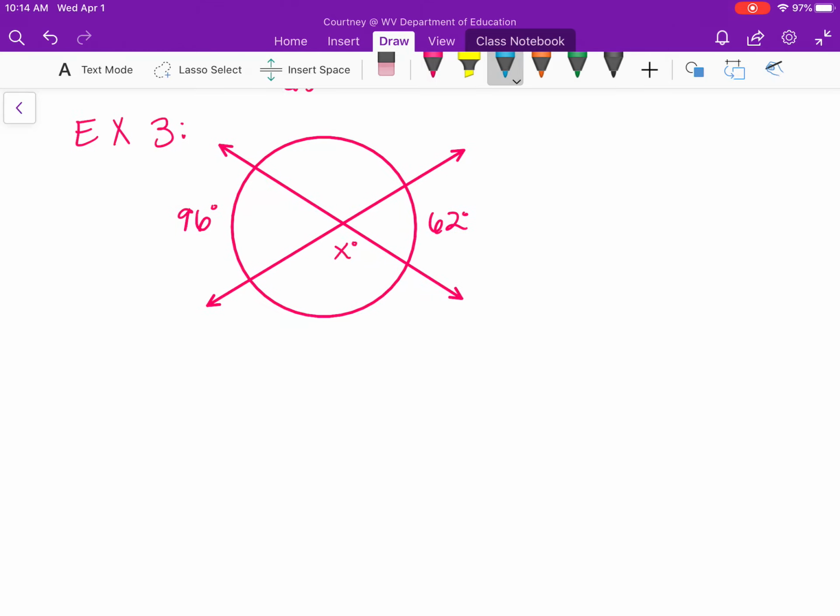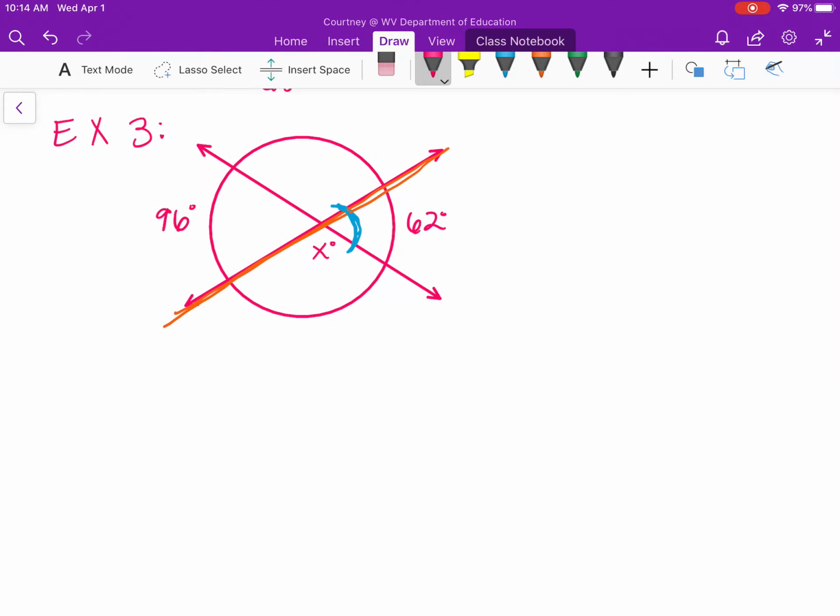I'll give you a hint. Let's look at this angle. And since this is a straight line, it's 180 degrees. So if we find this angle using the arcs we were given, we can subtract from 180 to get X. So that is what we're going to do. We're going to say, let's just call it Y. We can call it anything we want. We'll say Y is half of 62 plus 96. And Y would be 79.